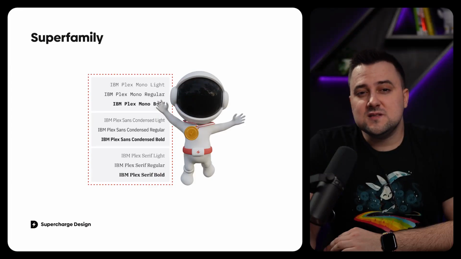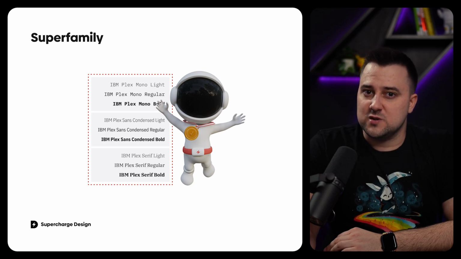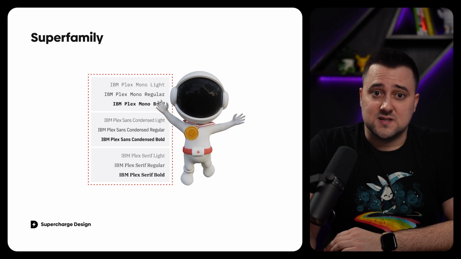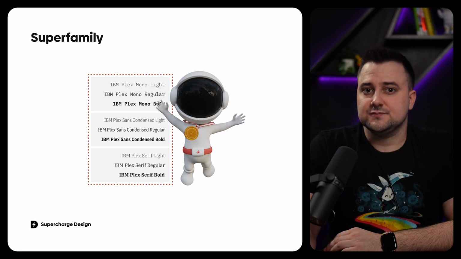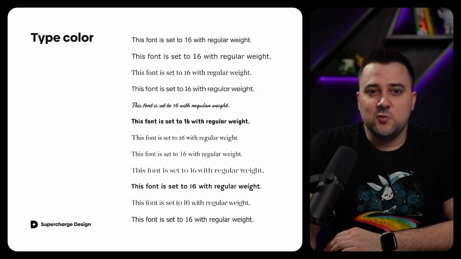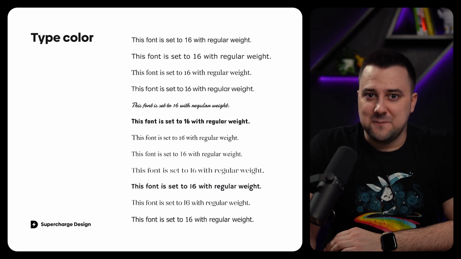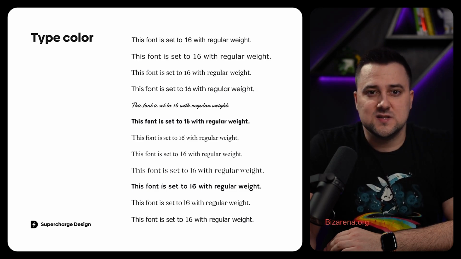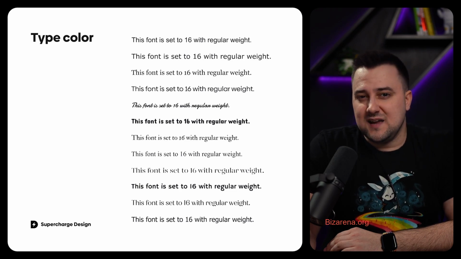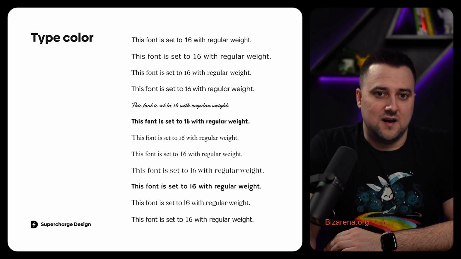Type superfamilies consist of subfamilies from two or more type classifications. Some also feature greatly expanded character sets and alternatives. In typography, by type color we don't mean the actual color, we mean how heavy a black typeface looks on a white background. Some typefaces are naturally heavier than others.